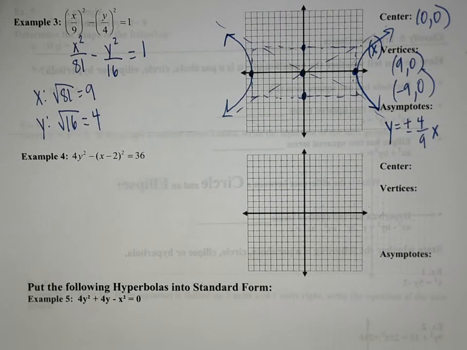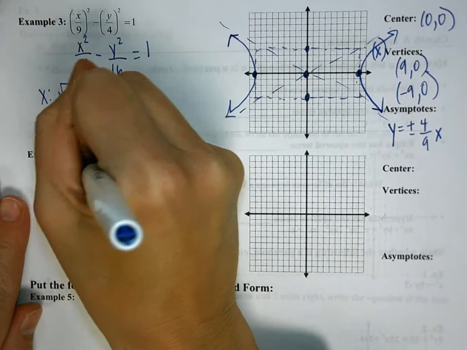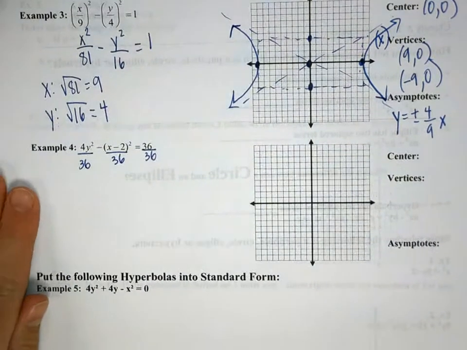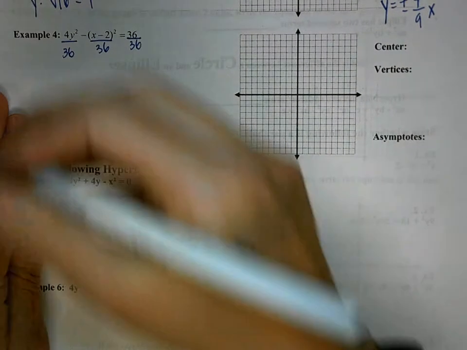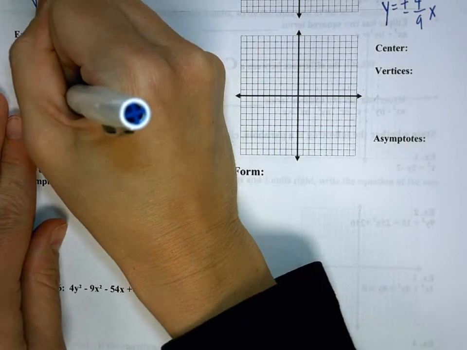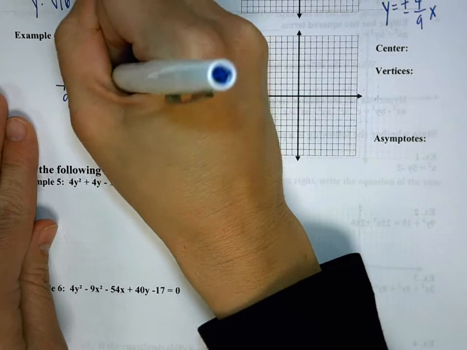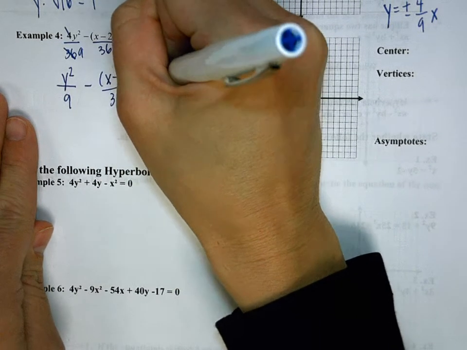Okay, example 4, what's different about example 4? There's not a 1 at the end. How do we make it so there's a 1 at the end? Very good. We're going to divide everything by 36. Okay, when I do that, we can reduce. And so I end up getting y squared over 9 minus (x minus 2) squared over 36 equals 1.